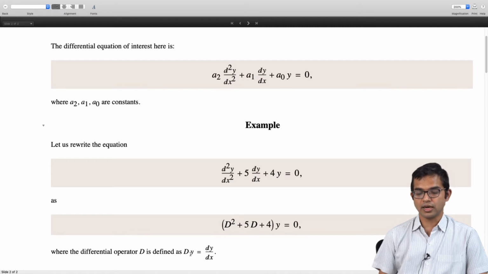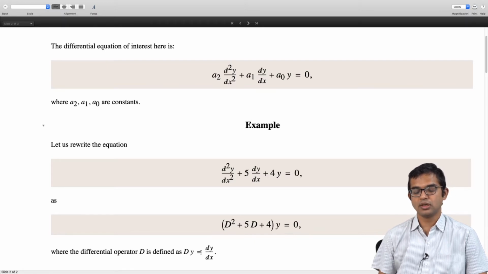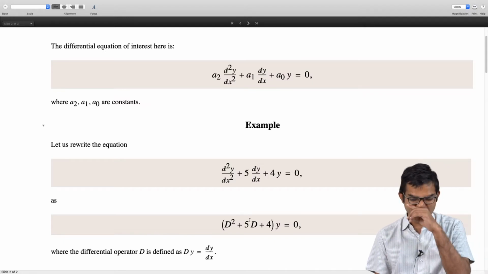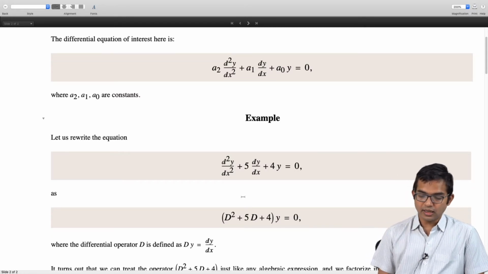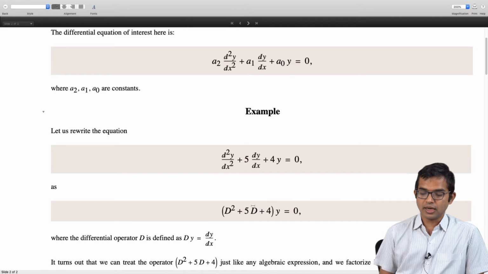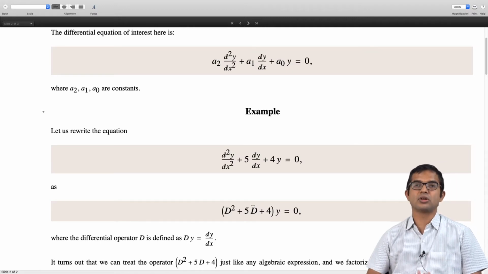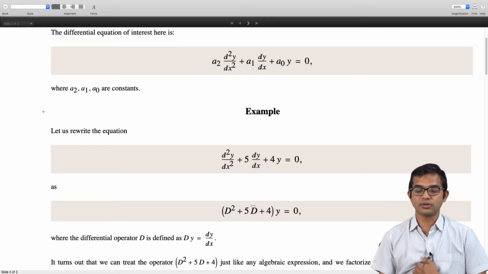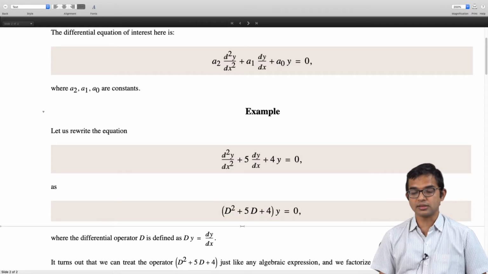It acts on y and it gives you dy by dx. And if you act with another d, that's going to give you the next derivative. So that is written as d squared. We will see the usefulness of this as we continue this discussion. The idea is that you can actually treat this operator expression like an algebraic expression, and in fact you can go ahead and factorize this.